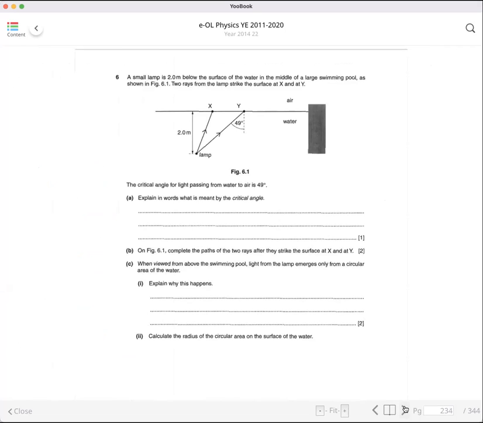Okay, next question. Maybe we go through question C, part 2. If you all want me to go through A, B, and C, let me know. But meanwhile, do C, part 2. This 2014 paper has a lot of mathematics questions.